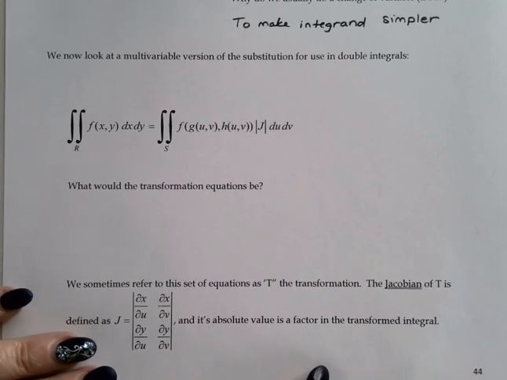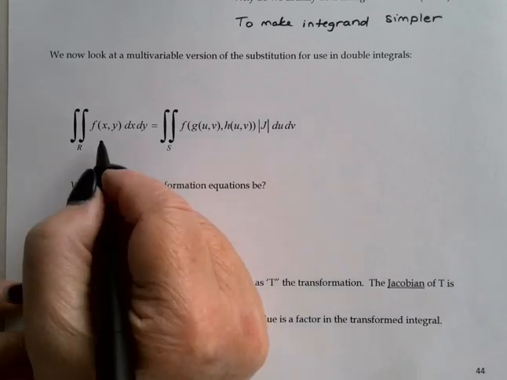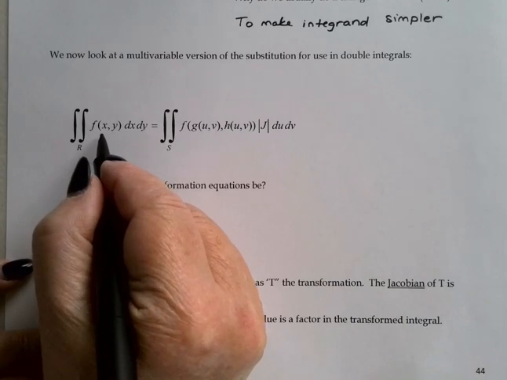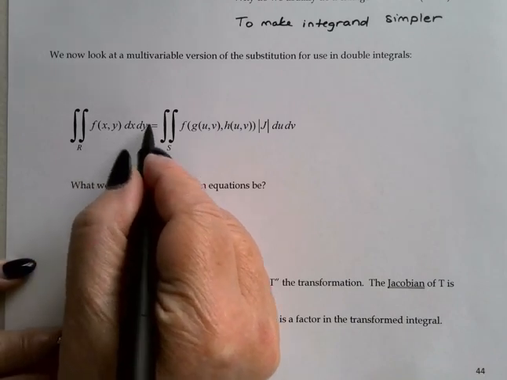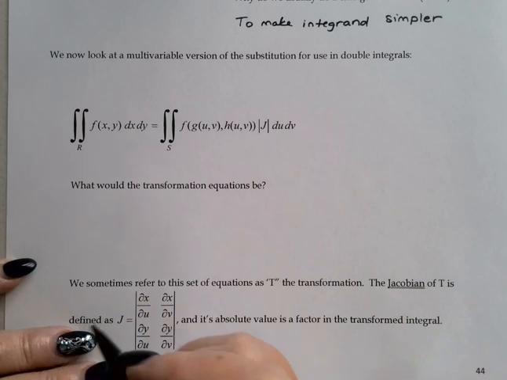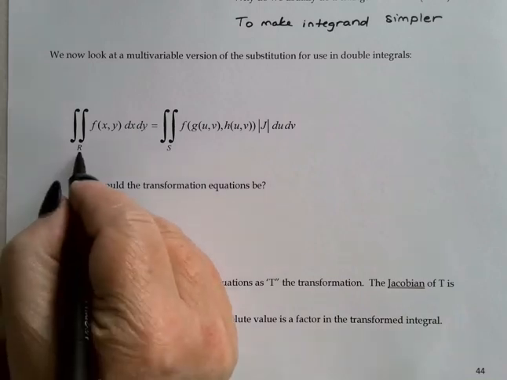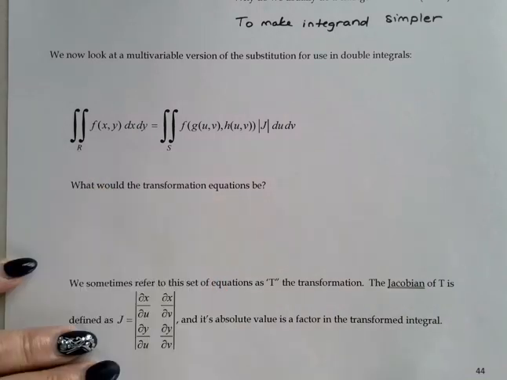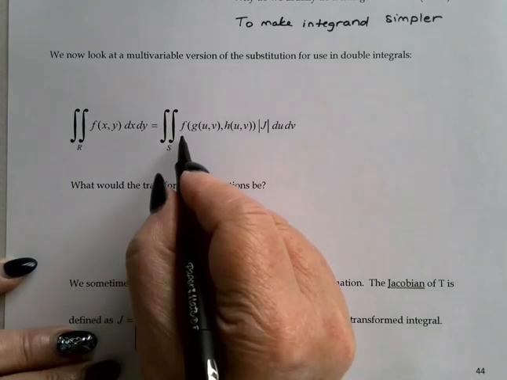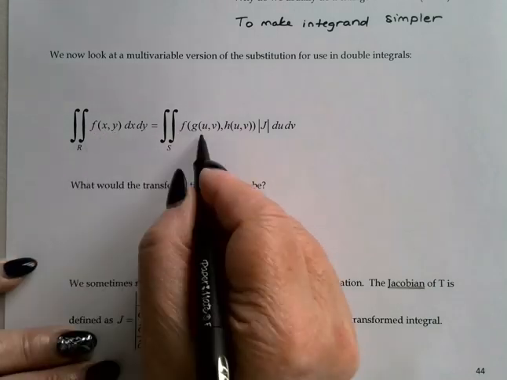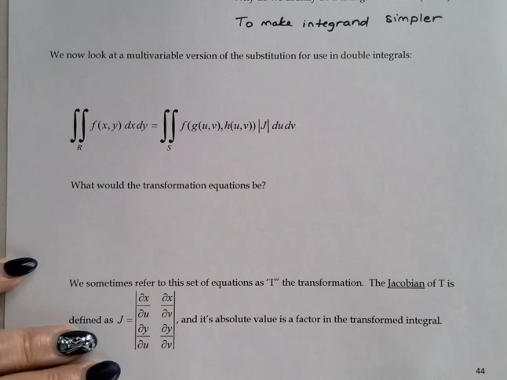Here it is. I've actually kind of just written it out and given it to you here. If I have a function f of x and y, and I want to integrate it dA, dx dy, or dy dx, over a region R, then I can change the variables instead of x and y into something with u's and v's.